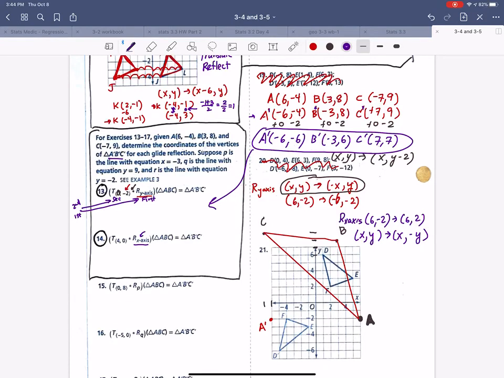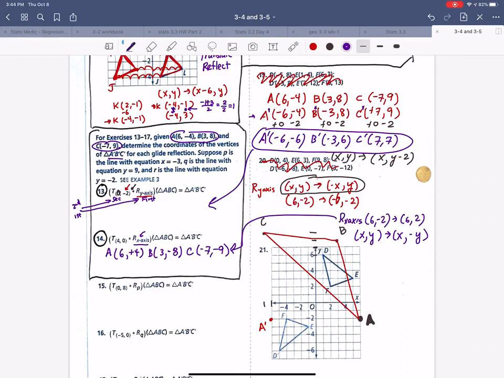And I'm going to recopy these same coordinates. So the x stays the same, and the y changes sign. Okay, so I've performed this first rule.